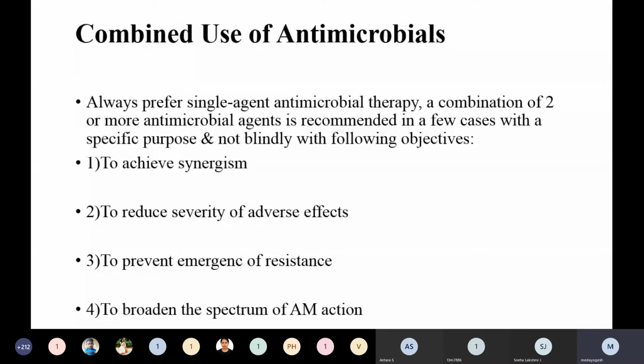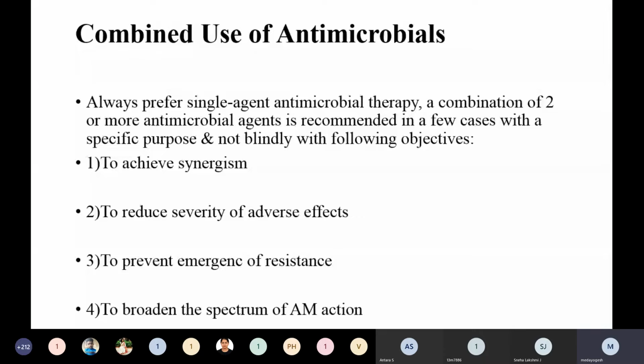This is with specific purpose, and you cannot just give blindly 2 or 3 drugs thinking that when 1 is better, 2 will be the best and 3 will almost cure your disease. This is not the case. So whenever you are combining 2 or 3 drugs, you have to follow the rationality. You cannot just give multiple drugs to a patient.